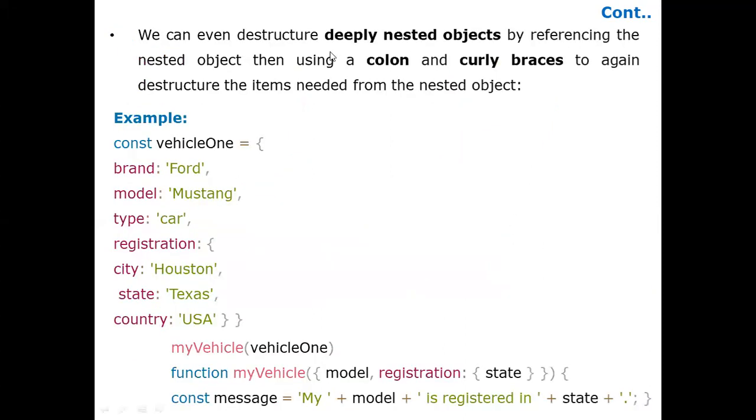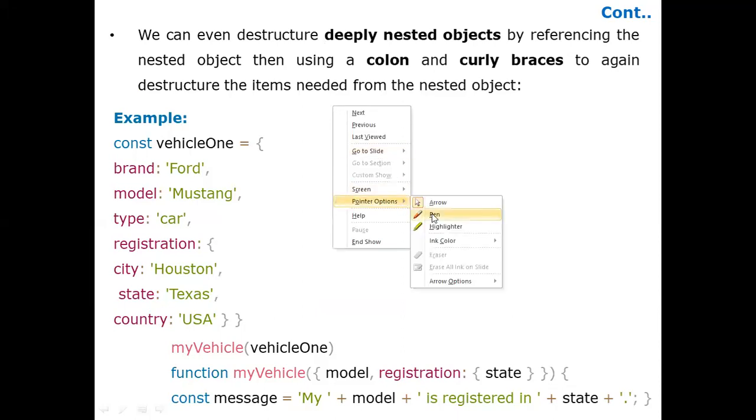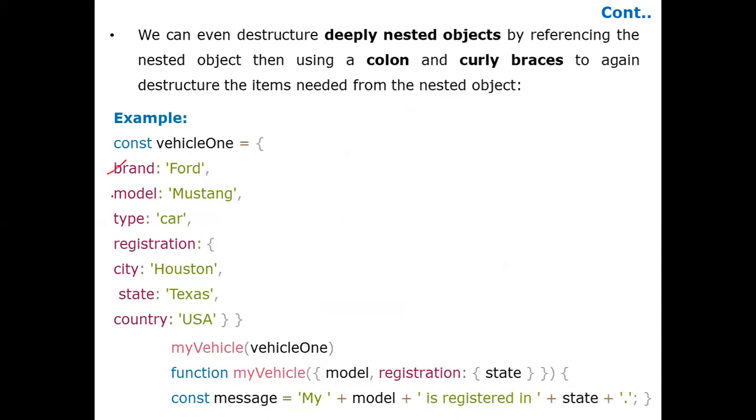If you have nested objects in the same program: brand is a single attribute, model and type are other attributes, and then we have another object inside, named registration. At that time, how can we do it? In the registration, we have a set of attributes available: city, state, country. Now you are calling the function my vehicle with vehicle 1. But here model means the attribute outside the nested object.